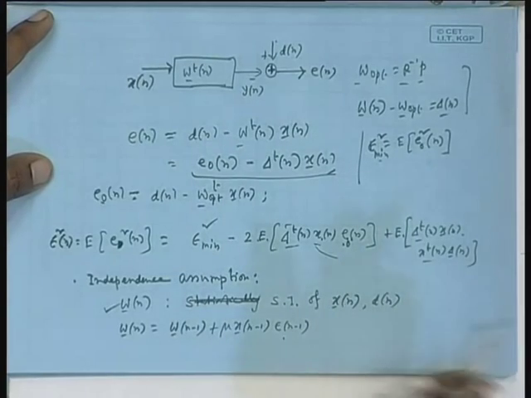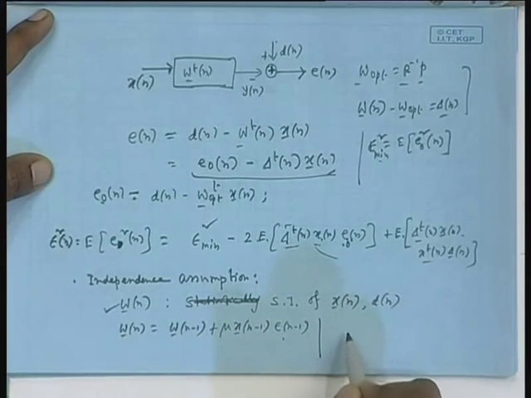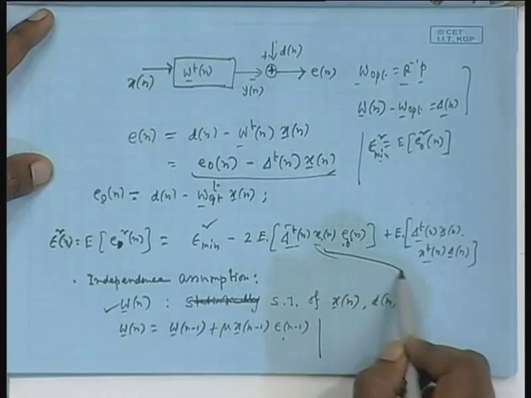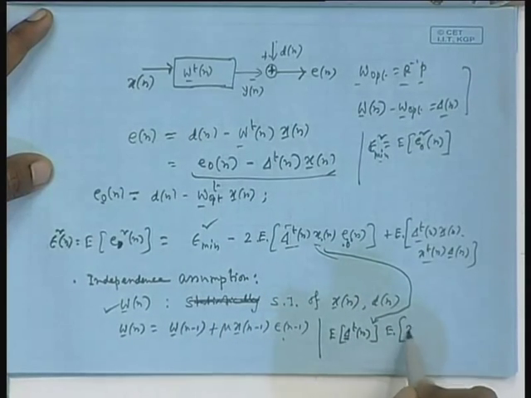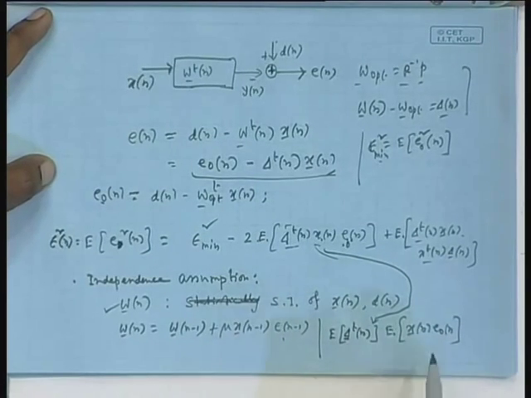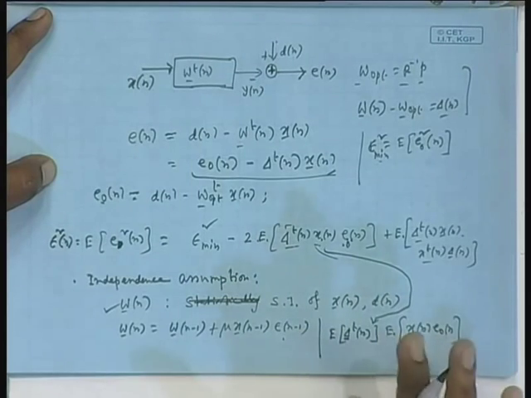Okay. But what does that mean? This term, if I write it this way, gives rise to E of e_opt n. And what is e_opt n? It is the error for the optimal filter, and e_opt n is orthogonal to each component of x n. We have proved it, have we not? You remember, we also proved it.